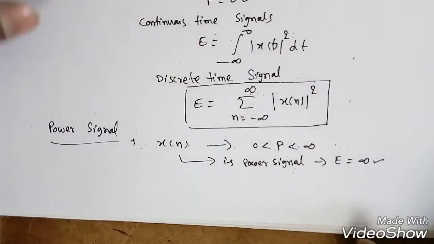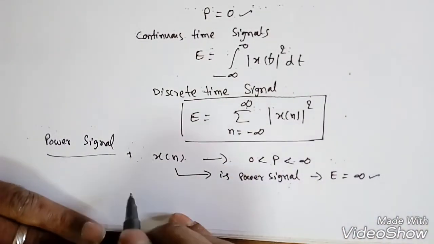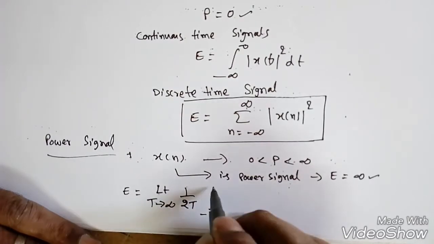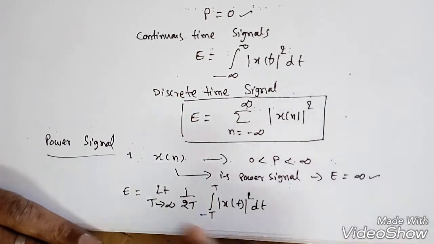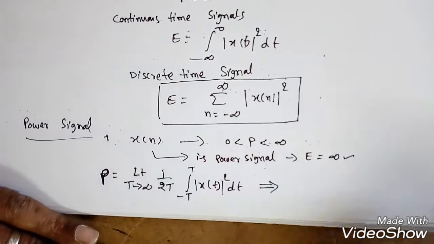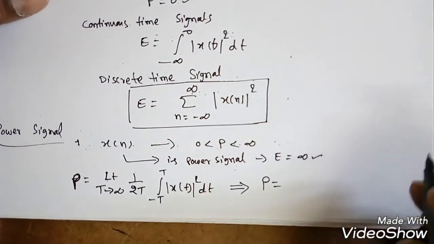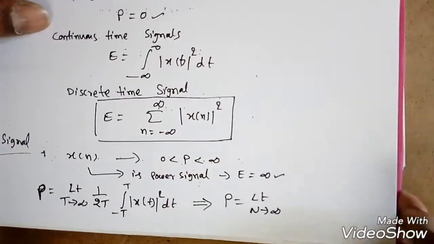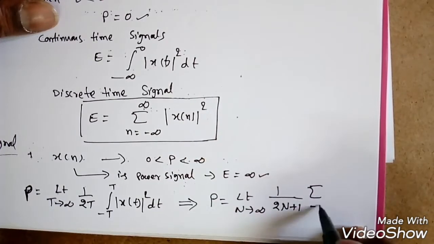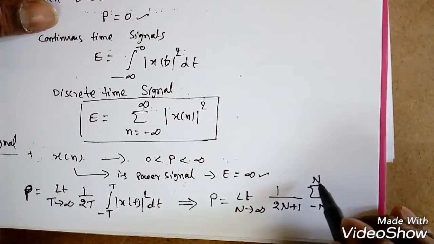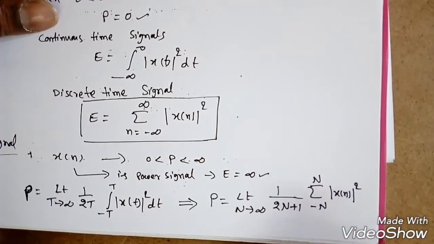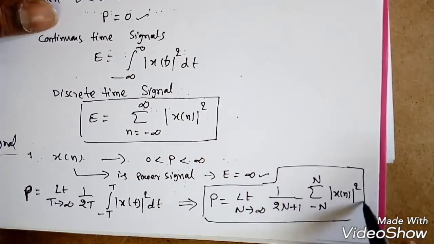Similarly, we need to find the power formula in discrete time. For a continuous time signal, it is limit t tends to infinity, 1 by 2t, integration from minus t to t of mod x of t whole square dt. Now when it comes to a discrete time signal, this is not energy, this is power P. P is equal to limit n tends to infinity, here I will get 1 by 2n plus 1, the total width from minus n to n, plus 1 will be here, I will tell you the reason, sigma from minus n to n of mod x of n whole square. This is the power formula for discrete time signals.